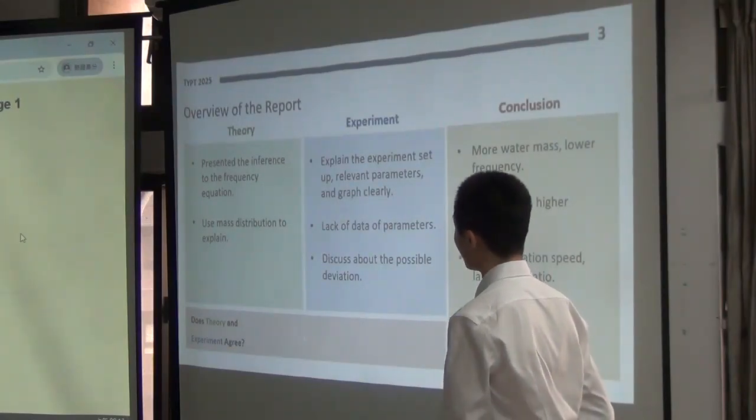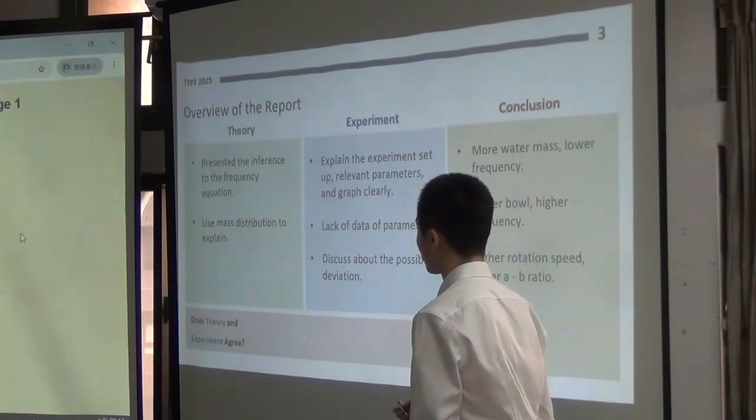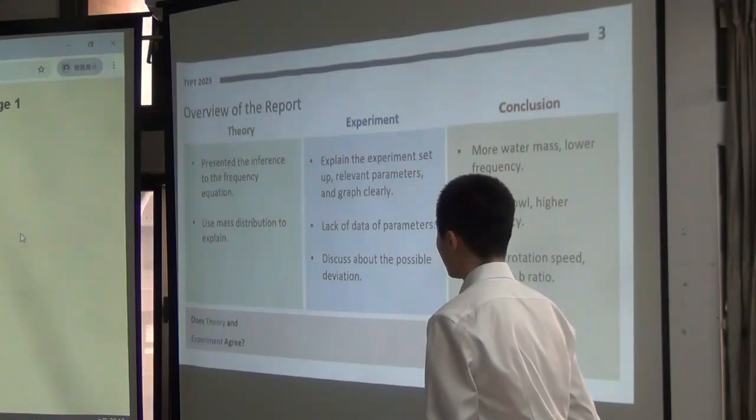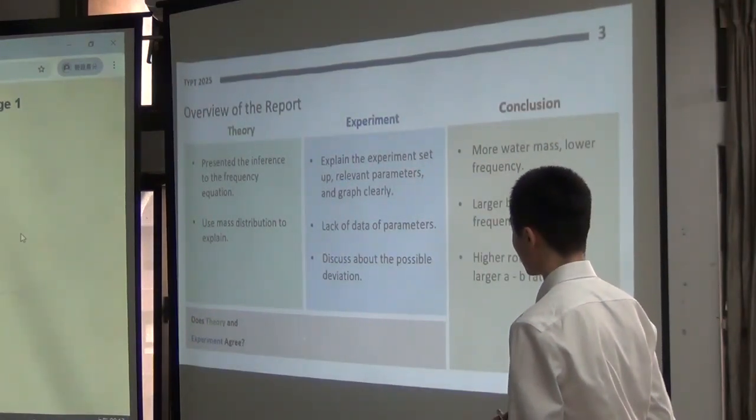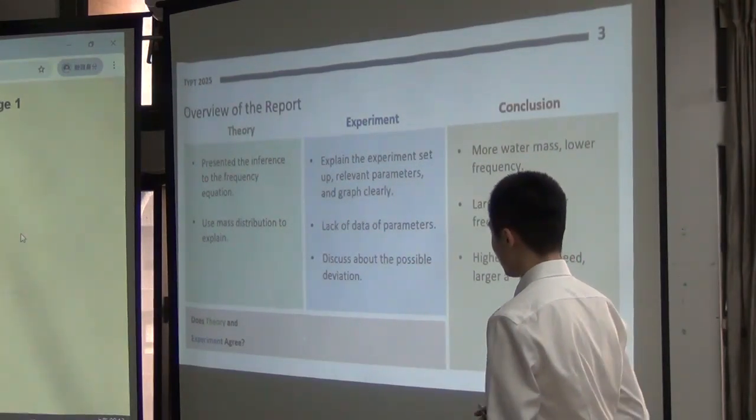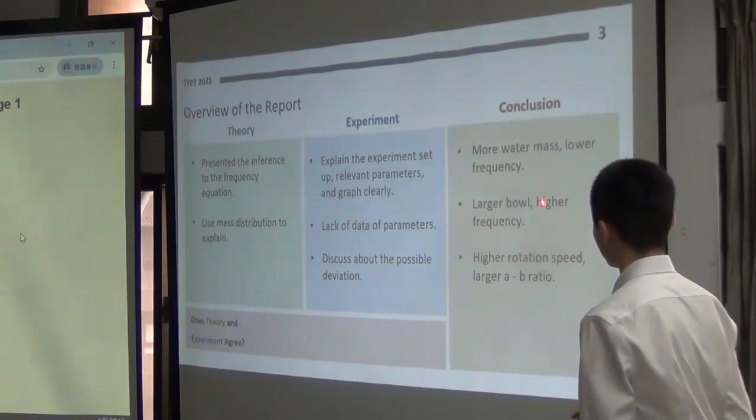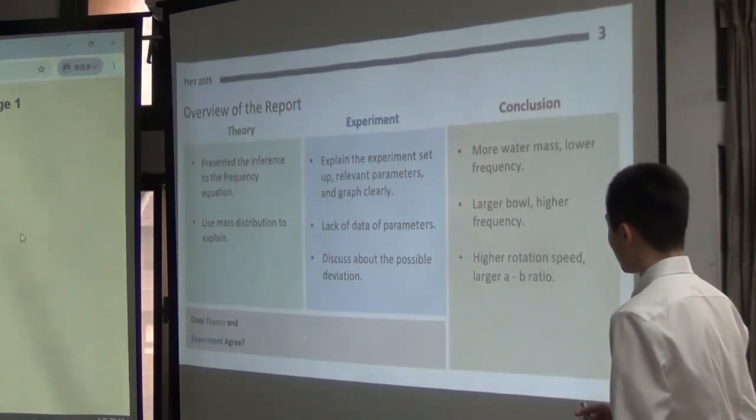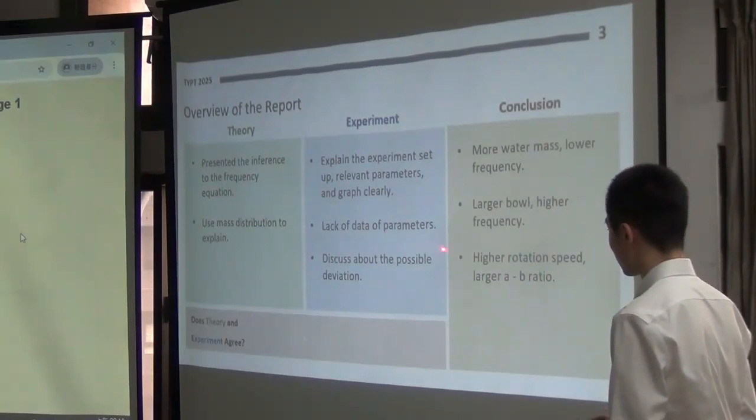This part is the overview of the reporter. For the theory part, they present the derivation of the frequency equation, and they use mass distribution to explain the result. For the experiment part, they explain the experiment setup, relevant parameters and graph clearly, but lack data parameters. Also, they discuss the possible deviation. For the conclusion part, the more the water mass, the lower the frequency. The larger the ball, the higher the frequency, and the higher rotation speed makes a larger AB ratio.